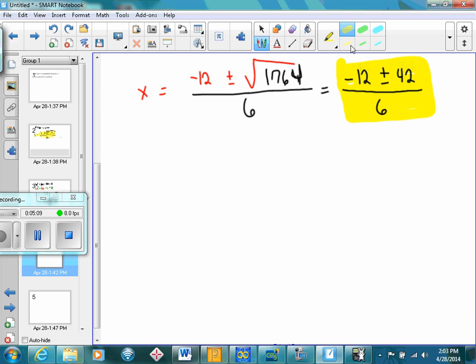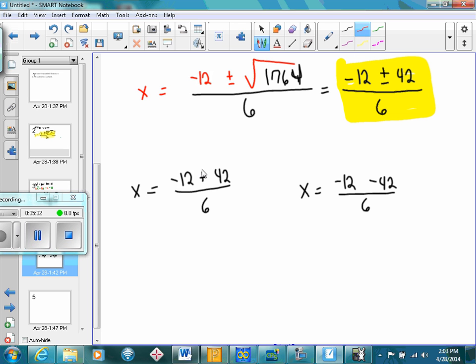So if you can get it down to this part, the next step is to say, okay, x is equal to negative 12 plus 42 divided by 6, and x equals negative 12 minus 42 divided by 6. And now you just simplify both of them. Negative 12 plus 42 is 30, so 30 divided by 6 is 5. X equals 5. And negative 12 minus 42 is negative 54. Negative 54 divided by 6 is negative 9.